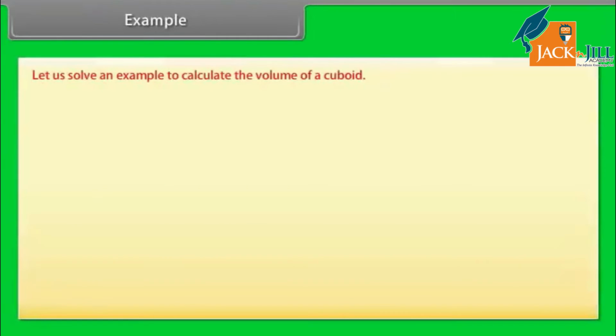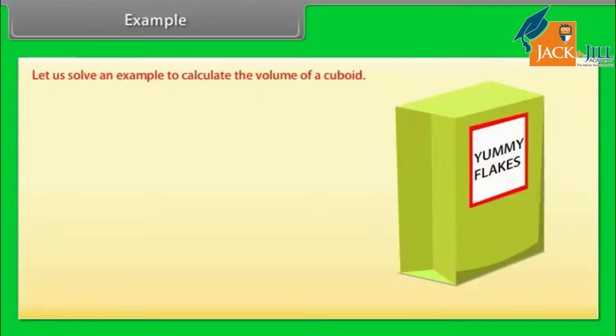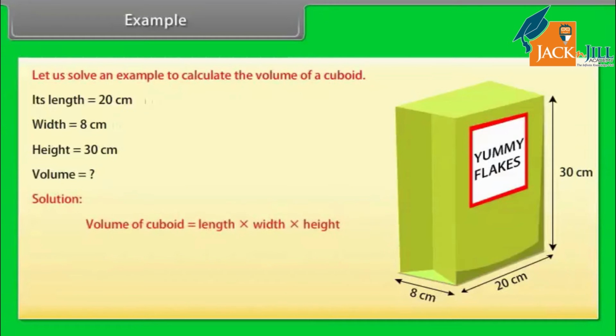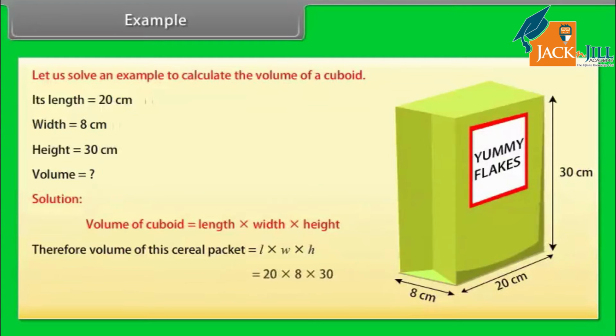Example. Let us solve an example to calculate the volume of a cuboid. Look at this cereal packet. Its length is 20 centimeter, width is 8 centimeter, and height is 30 centimeter. We have to find its volume. We know that the volume of a cuboid is length into width into height. Therefore, volume of this cereal packet is equal to L into W into H, which is equal to 20 into 8 into 30, and this is equal to 4,800 centimeter cube.